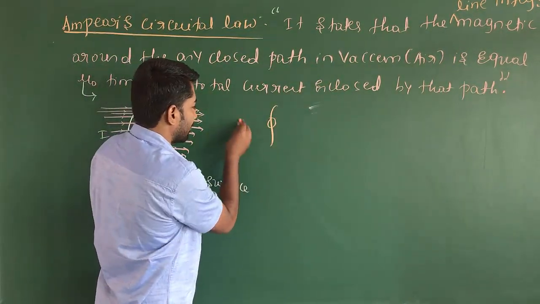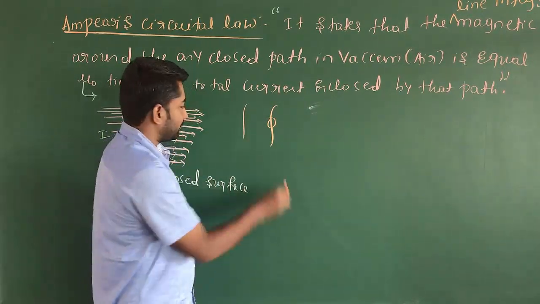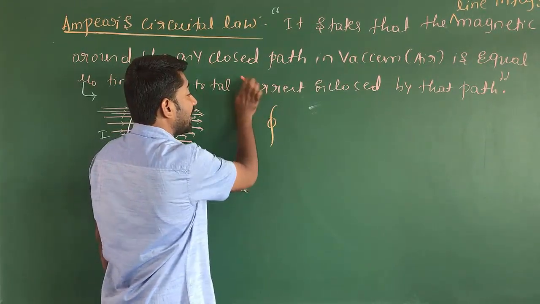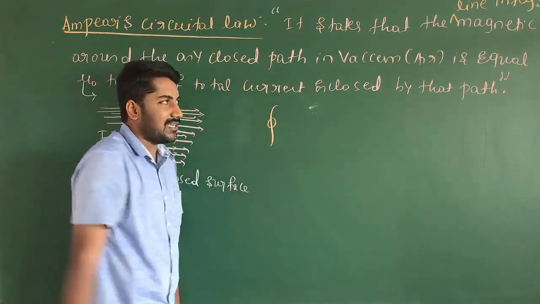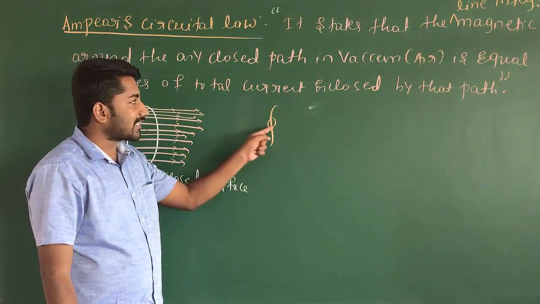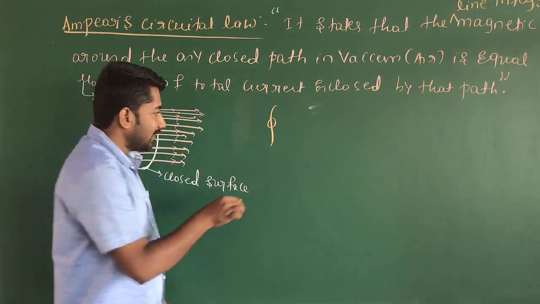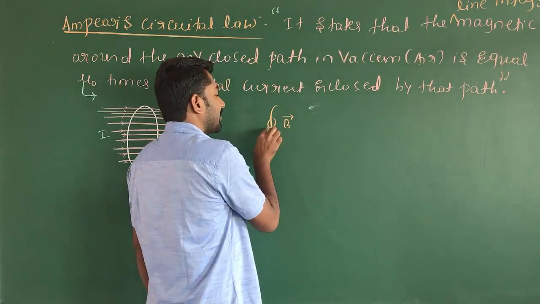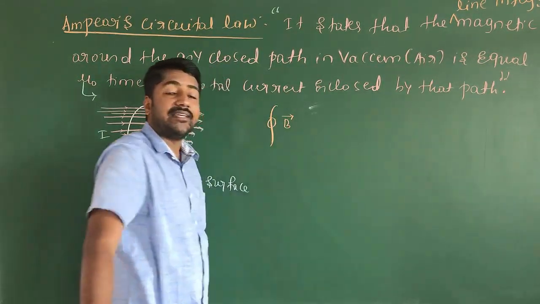Here this symbol is the integration symbol, with a circle. This is read as the line integral of the magnetic field. The magnetic field is mathematically denoted by the symbol B. It is a vector quantity. The line integral of the magnetic field.